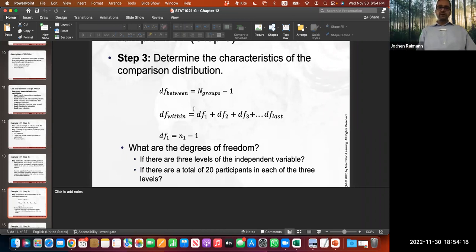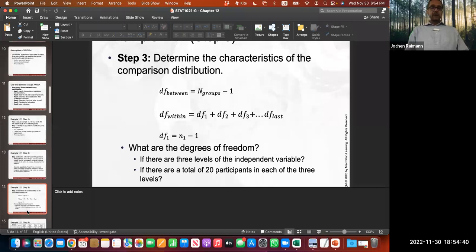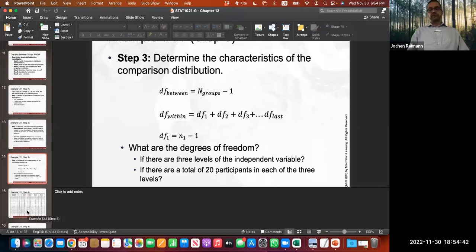Now this is shown here. You have degrees of freedom 1, 2, and 3, up until the degrees of freedom of the last group. So this sums up to degrees of freedom within. If you have 20, you can also take the whole number of participants minus the number of groups, which gets you to the same result, logically, right? Okay, so this is the determination of the degrees of freedom.